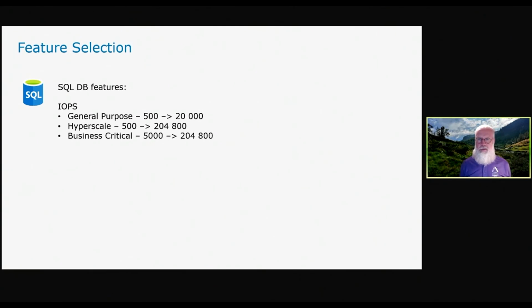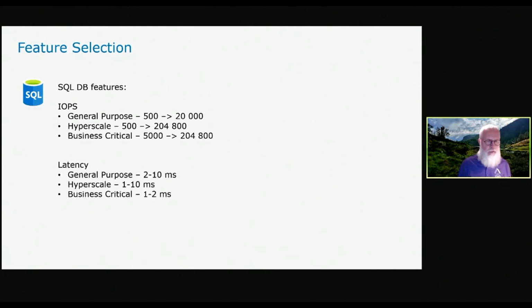And the price is about twice the price of general purpose at the same level in database size and number of cores. Hyperscale is somewhere between those two, because where general purpose and business critical have predefined database sizes, with hyperscale you pay for what you use only. And if latency is important to you, business critical is down to 1 to 2 milliseconds, whereas general purpose is 2 to 10 milliseconds, and hyperscale is 1 to 10.